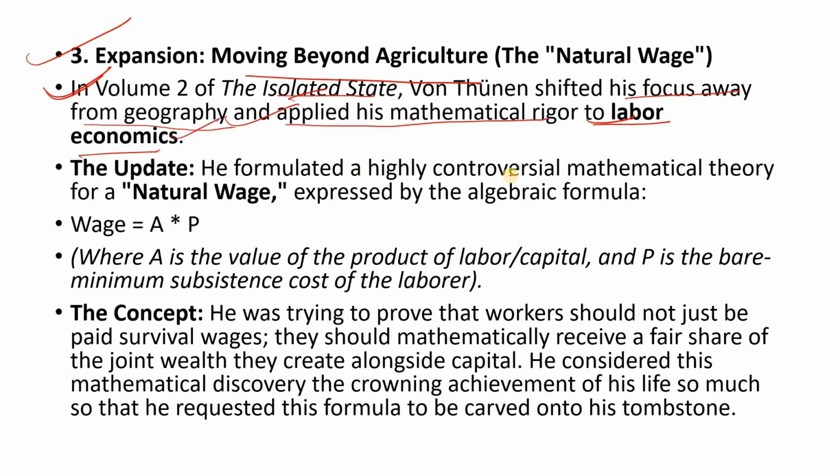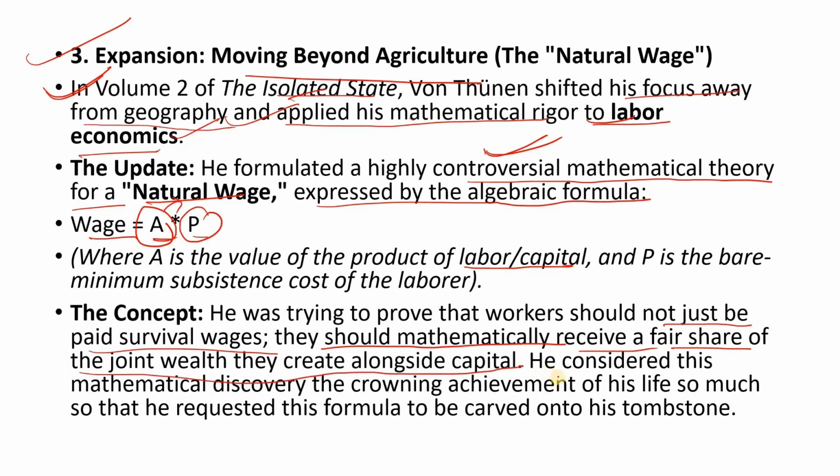He formulated a highly controversial mathematical theory for a natural wage. He gave a controversial mathematical theory expressed by an algebraic formula: wage is equal to the square root of A into P, where A is the value of product of labor or capital, and P is the bare minimum subsistence cost of the labor. The concept is he was trying to prove that workers should not just be paid survival wages, they should mathematically receive a fair share of the joint wealth they created alongside the capital.